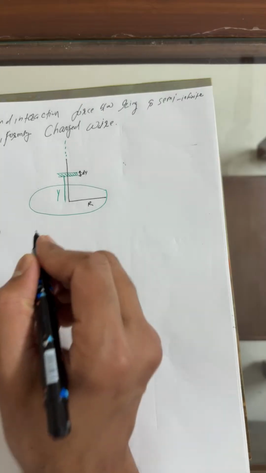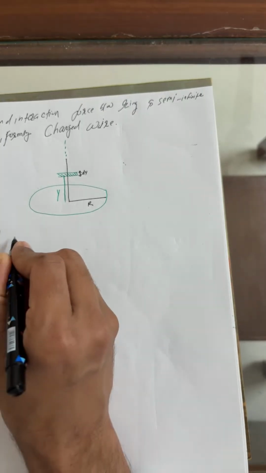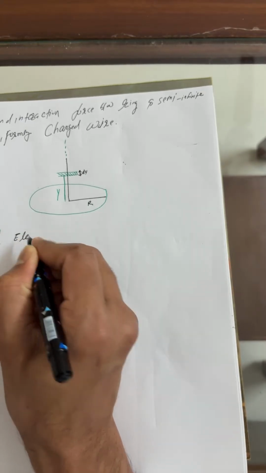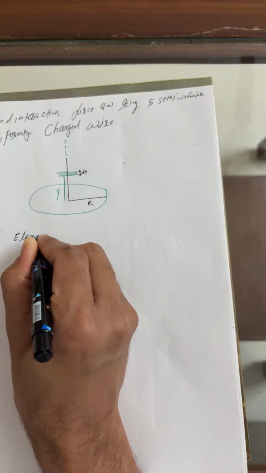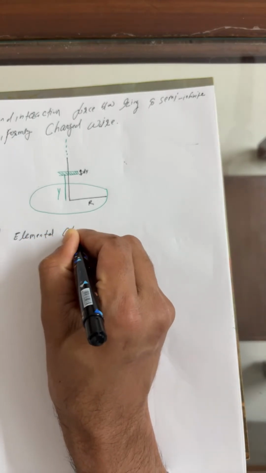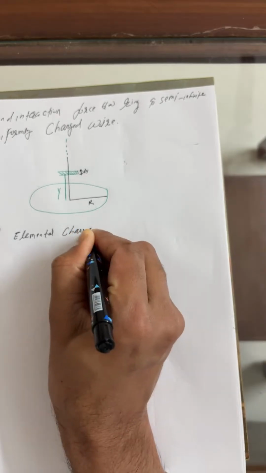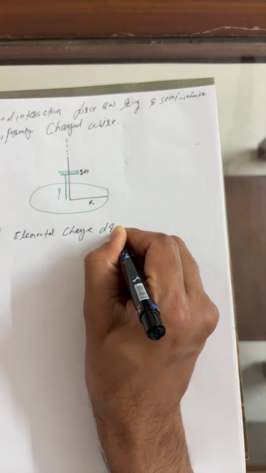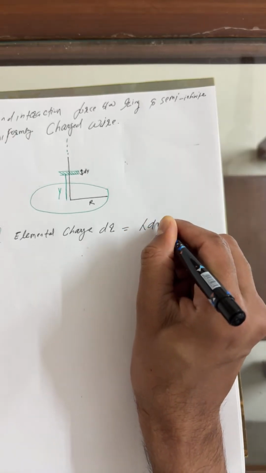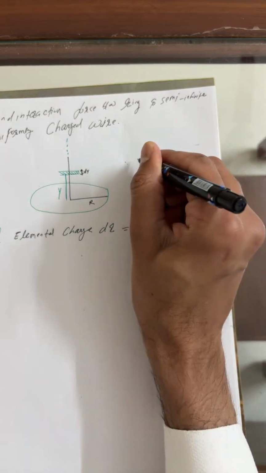the elemental charge. This is nothing but dq. So dq, what is it, my dear? Lambda into dy. I hope you remember here.